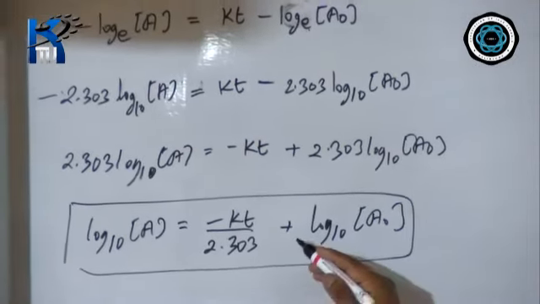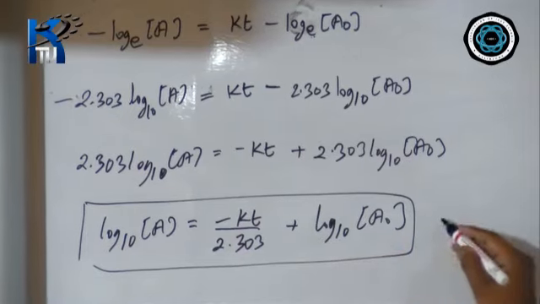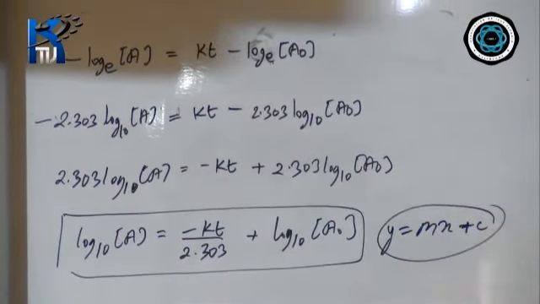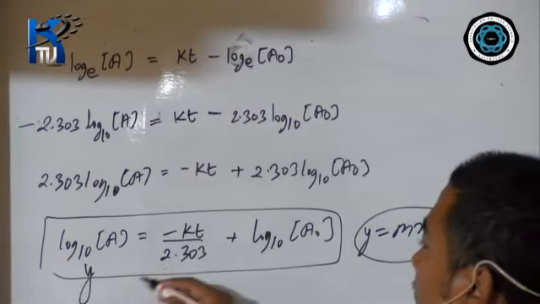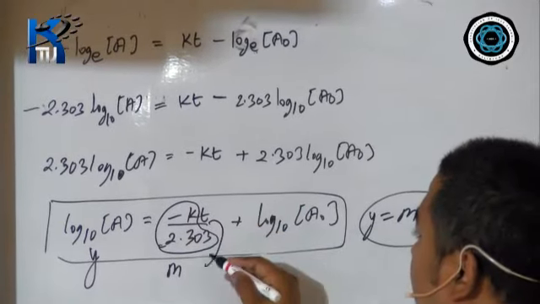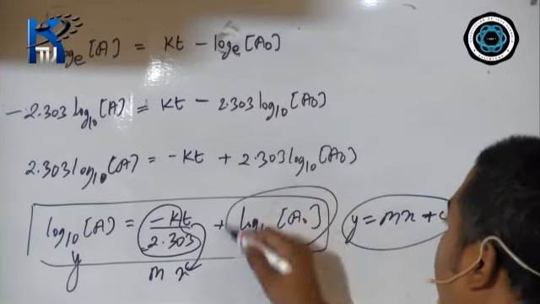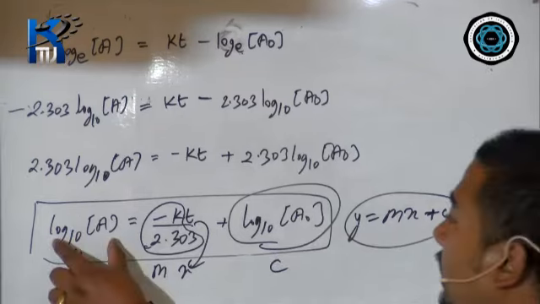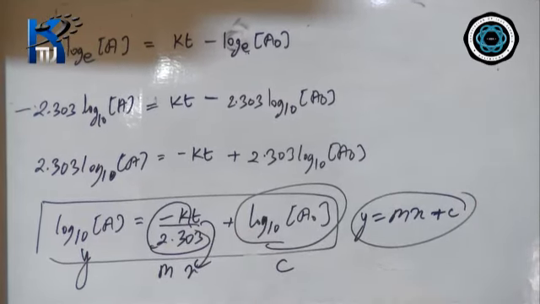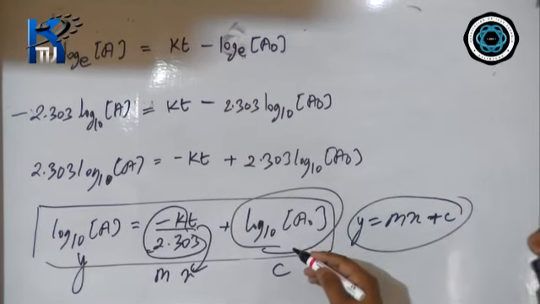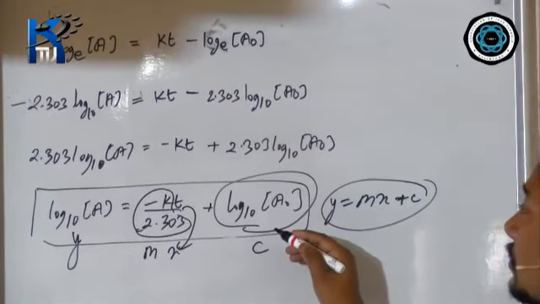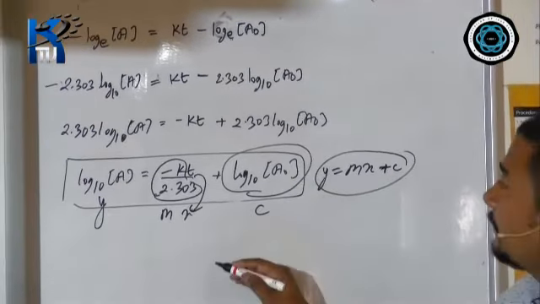I repeat again, this is the equation of straight line for first order reaction, and you know the equation of straight line is y = mx + c, in which this acts as y, this acts as m, this t acts as x, and this acts as c. So y = mx + c gives you the equation of straight line, and with the help of this equation we can make the graph of first order reaction that I will show you later on. So let us derive further now.